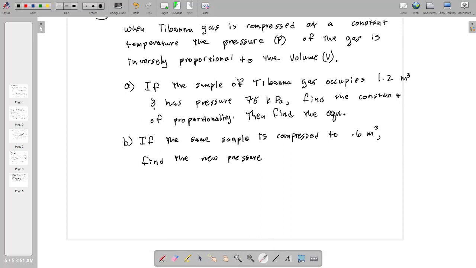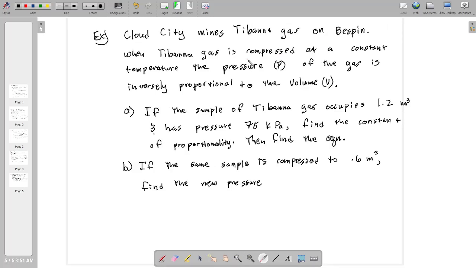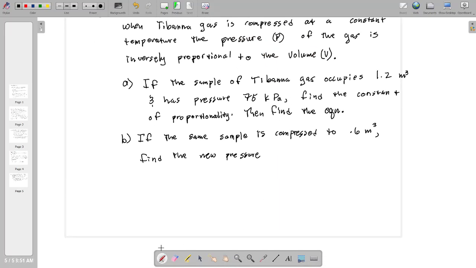So here, we have an inverse relationship between pressure and volume. Specifically, the pressure is inversely proportional to the volume. So we would end up with something like this, where P, for pressure, is equal to K over V. So this is our model so far. We need to figure out what K is, where P is pressure and V is volume of Tabana gas, both. Okay, so we need to figure out what K is.